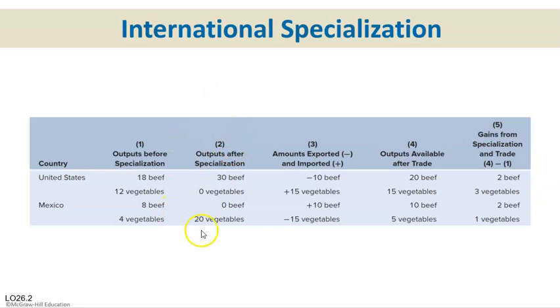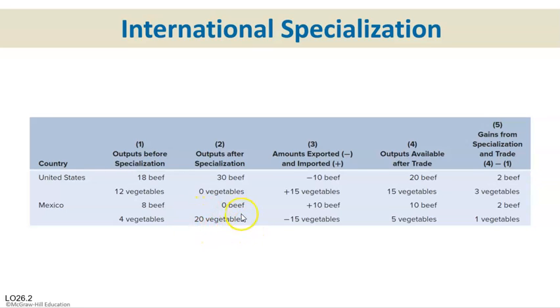This column is what it looks like when the country completely specializes. So we said the U.S. has comparative advantage in beef. If they completely specialize in beef, they're going to use all their resources to make beef, and no one in the country is going to be making vegetables. So they have 30 beef and no vegetables. And Mexico is going to completely specialize in vegetables because that's what they had the comparative advantage in.